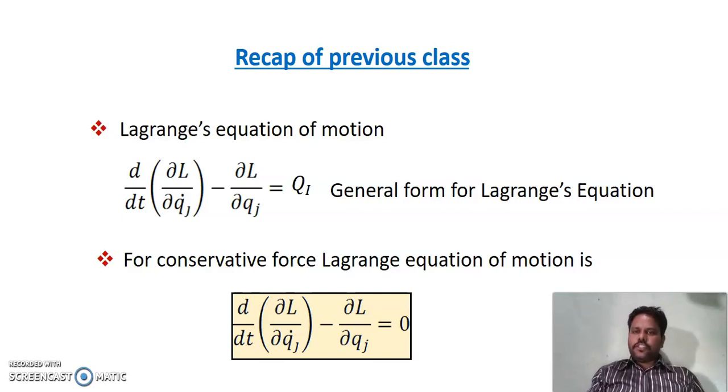Of Lagrangian equations, you know that the Lagrangian equation of motion is given by d by dt of ∂L by ∂q̇_j minus ∂L by ∂q_j is equal to Q_i, which is the general form of Lagrangian equation. For a conservative force, Q_i is equal to 0. Then the Lagrangian equation of motion reduces to d by dt of ∂L by ∂q̇_j minus ∂L by ∂q_j is equal to 0.